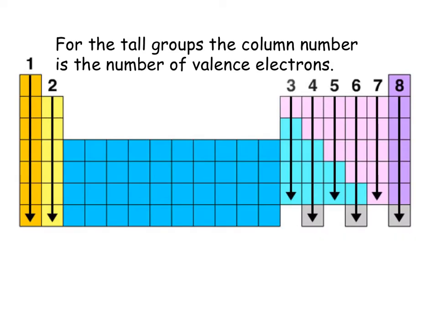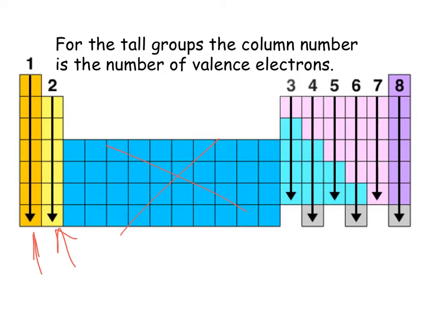Looking at the periodic table can actually tell you exactly how many valence electrons an atom has, as long as we're not dealing with the transition metals, which can have several exceptions. So if you look at only the tall groups, the first group, the alkali metals, would have only one valence electron. Then next group over, alkaline earth metals, would have 2 valence electrons.